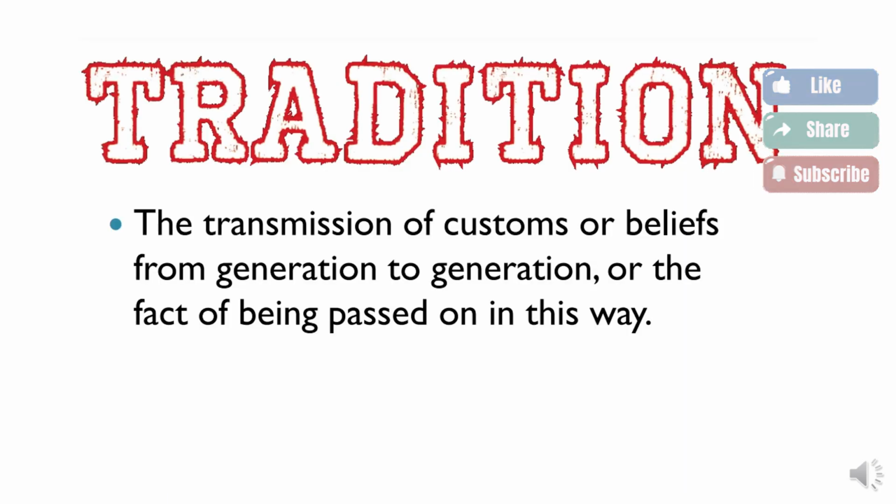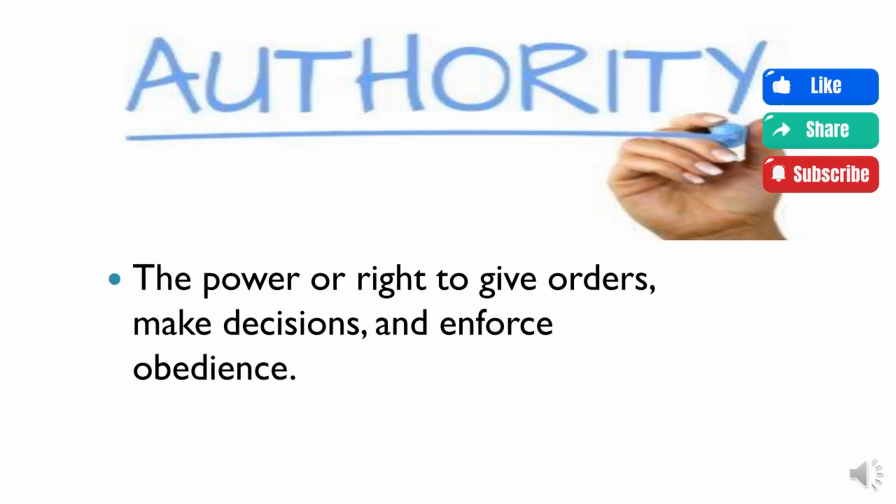Now, what is tradition? The transmission of custom or belief from generation to generation, or the fact of being passed on in this way, is known as tradition. What is authority? The power or right to give orders, make decisions, and enforce obedience is known as authority.